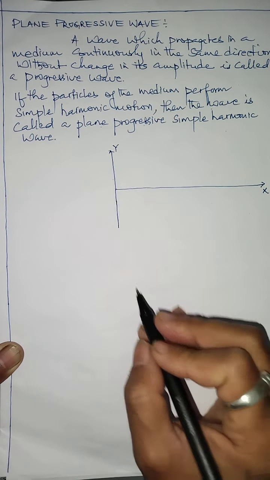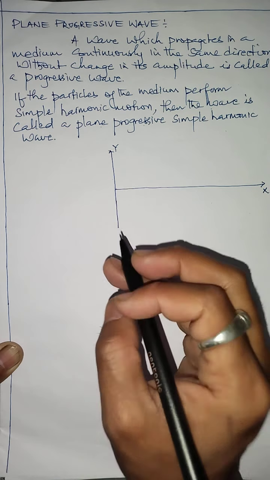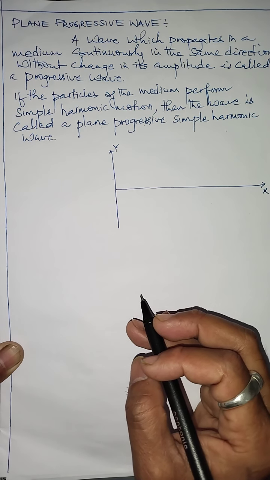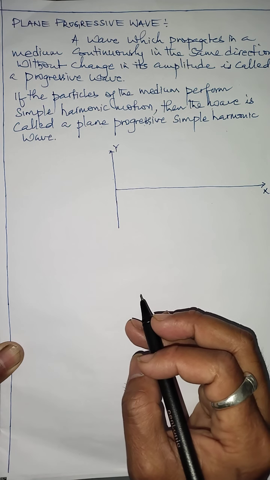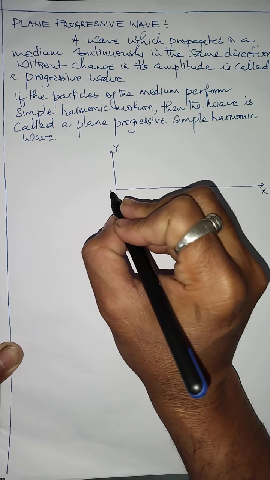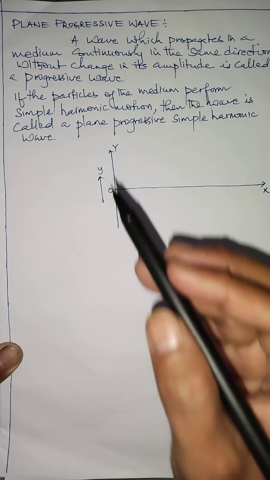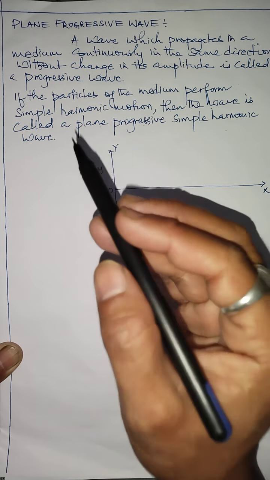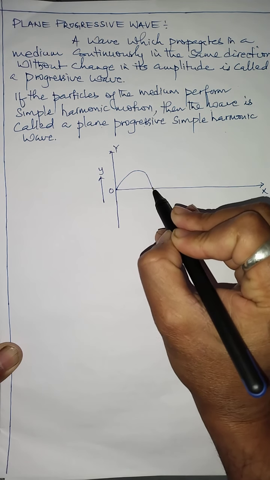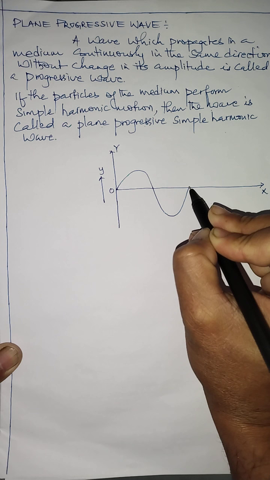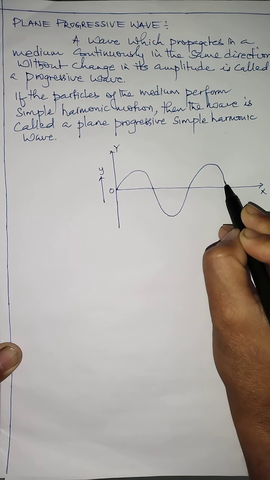Now I will plot a graph here between displacement, a displacement graph. This is basically what graph? A displacement graph at an instant of time. This point I mark as the mean position, the origin, and this y-axis I consider as small letter y, and the small letter y is nothing but the displacement. Now when a particle acquires simple harmonic motion, the nature of the plane progressive harmonic wave will be like this. So this is the nature of what? Plane progressive simple harmonic wave.